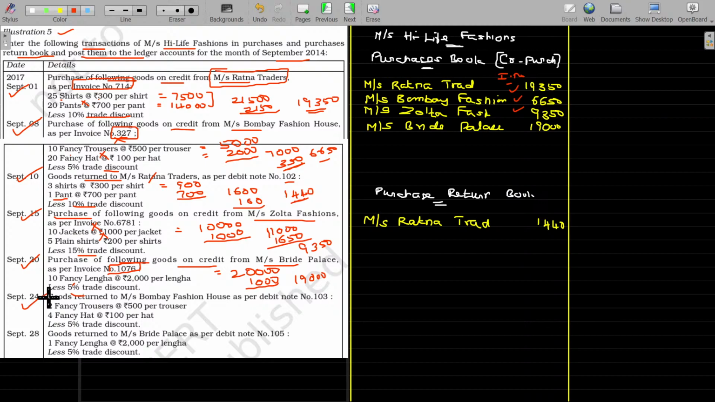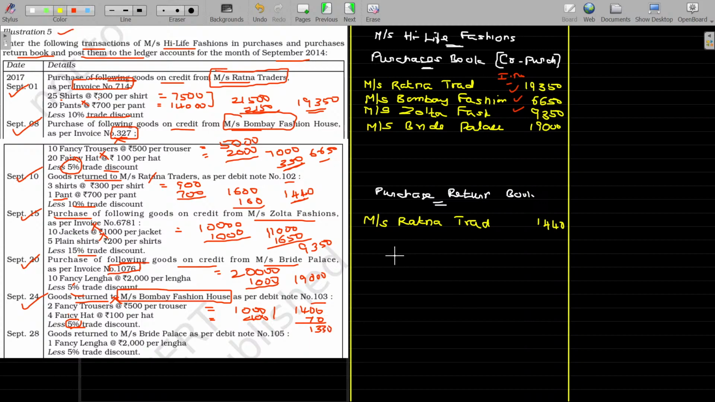Now on 24th September, goods returned to Mrs. Bombay Fashion House. As per the debit note number 103, 2 fancy trousers at the rate of 500 per trouser, 1000 rupees, and 4 fancy hats, rupees 100 per hat, 400 rupees. So the overall value being 1400, and you have to adjust the trade discount also. Here is this Bombay Fashion. They have given the 5% discount, right? So while returning, the same 5% discount will be reversed. So that will be 70 rupees. So 1330 will be taken.